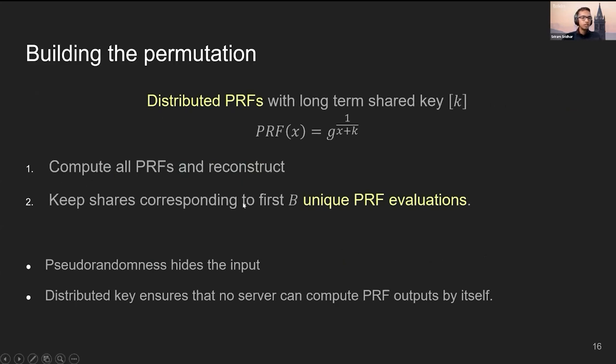Once you compute the PRFs and reconstruct, you can keep the shares corresponding to the first b unique PRF evaluations instead of looking at the unique numbers themselves. Why is this better than what we had before? It's better because now the input is not leaked. Pseudo-randomness actually hides the input, and we can still construct the permutation from the random values. And because the key is distributed as well, no server can compute the PRF by itself, so it cannot brute force and figure out what the inputs are just by looking at the PRF output.